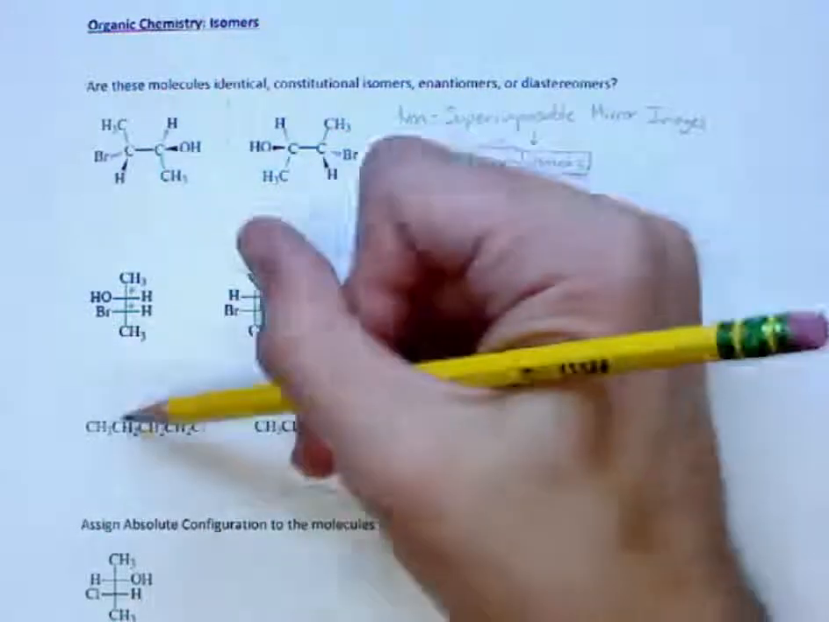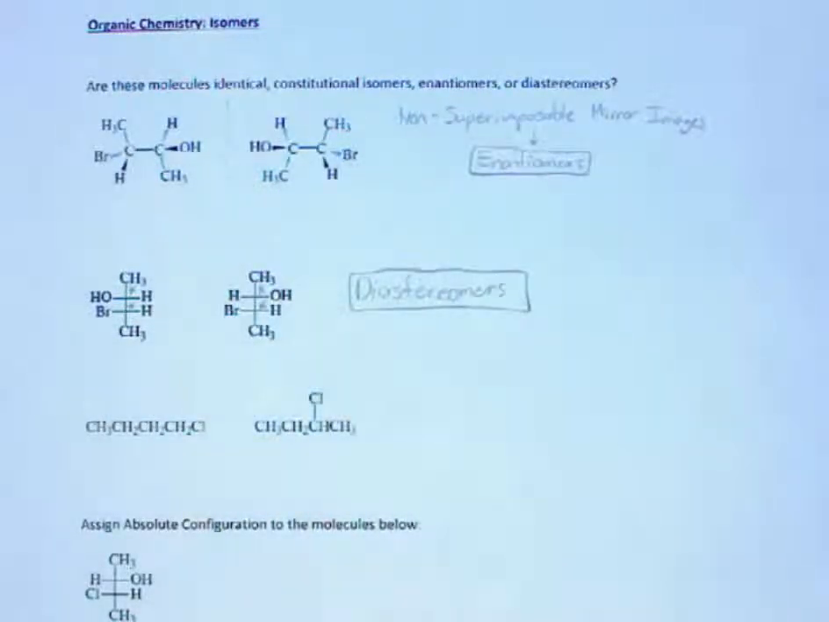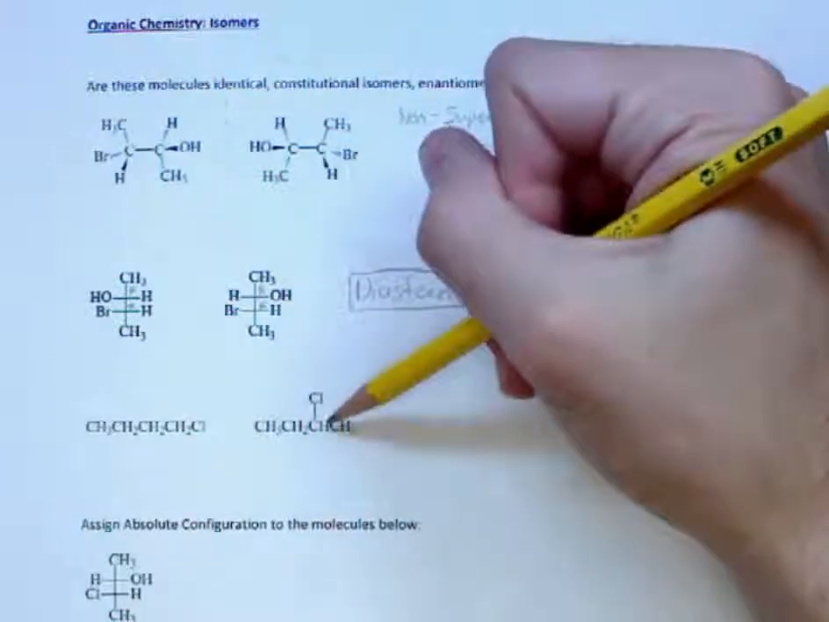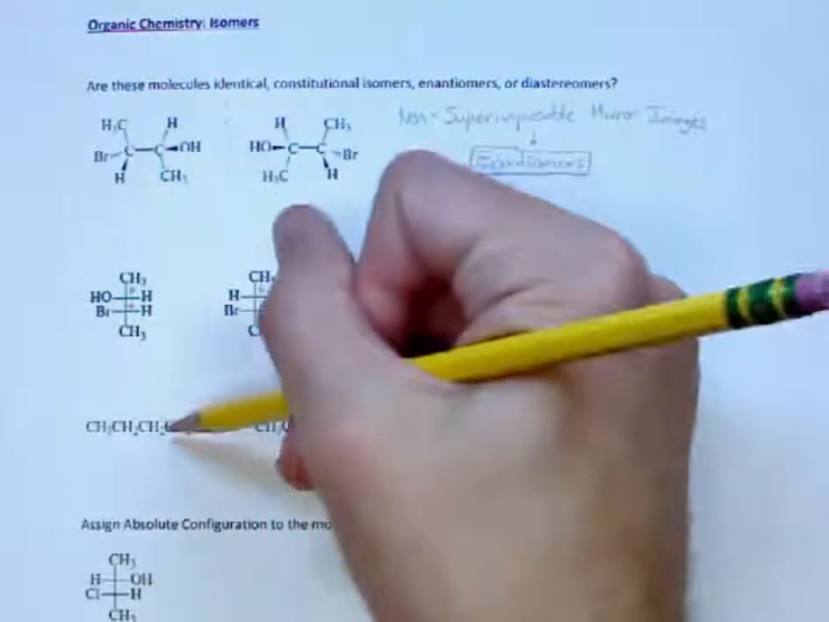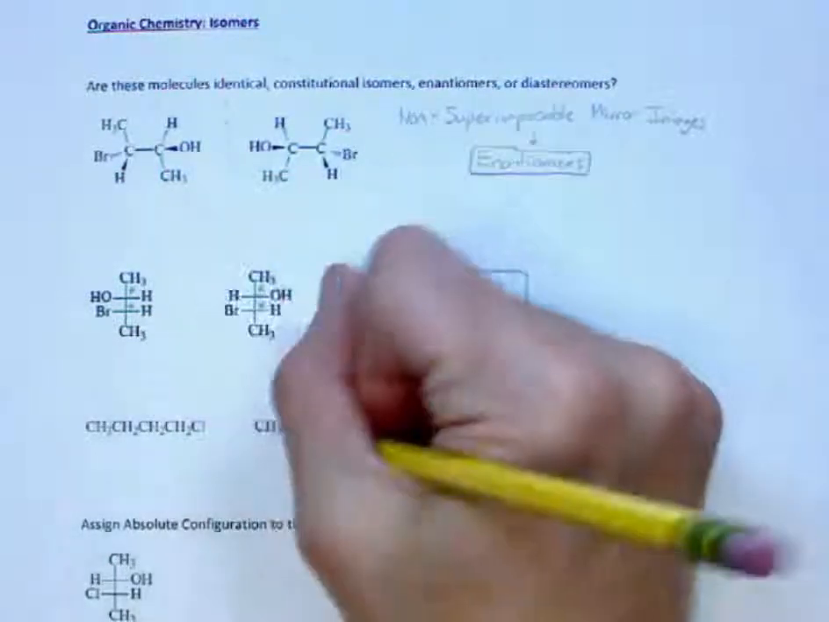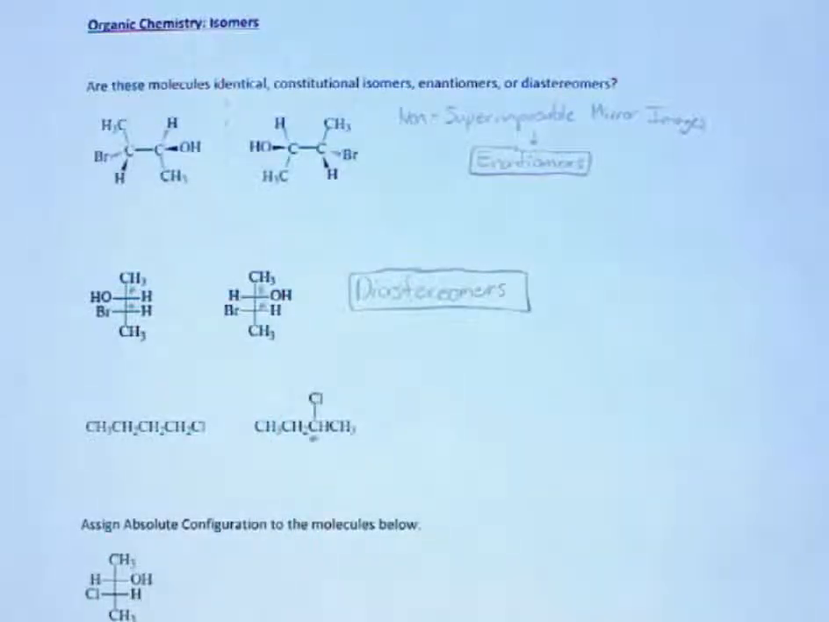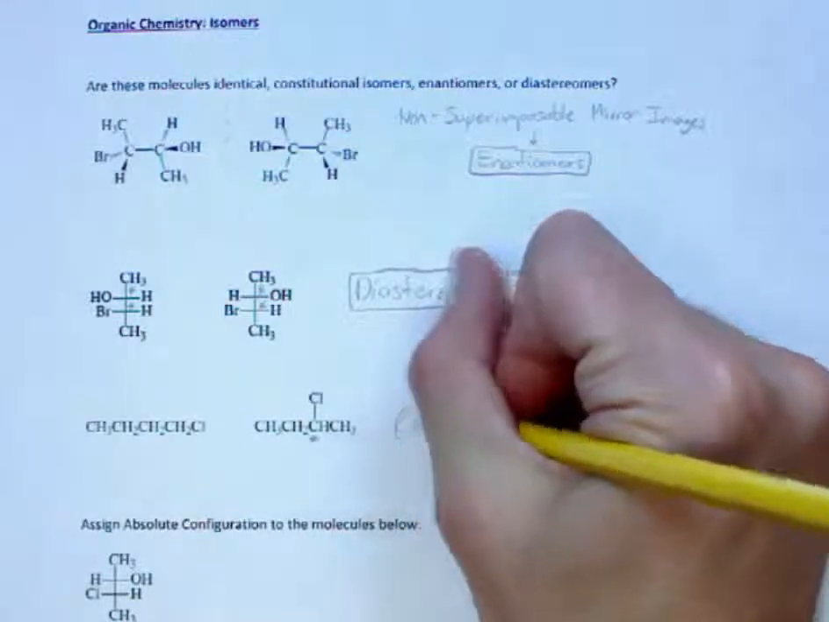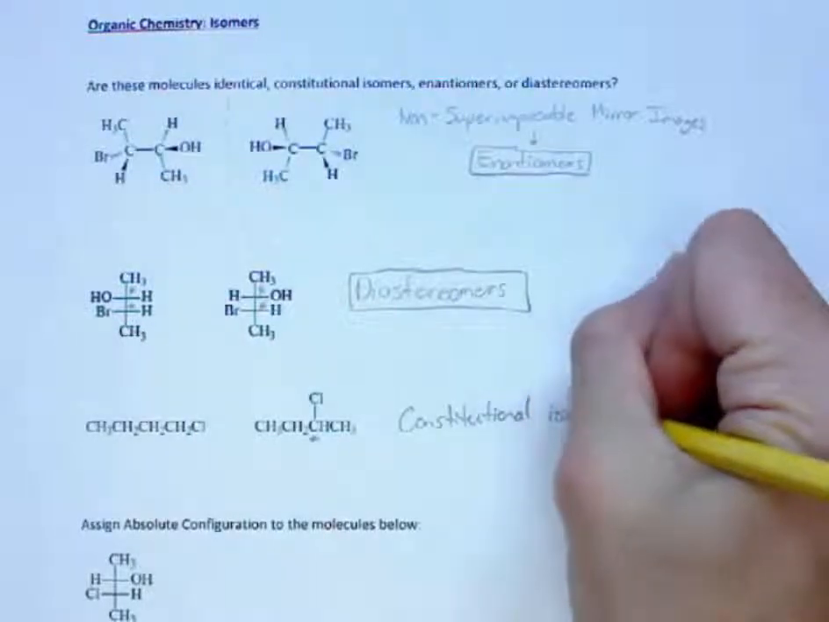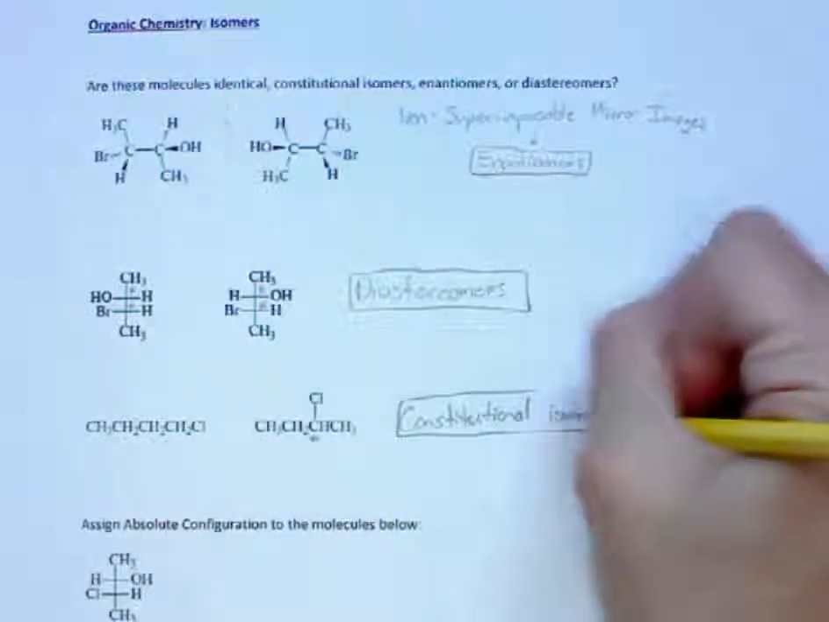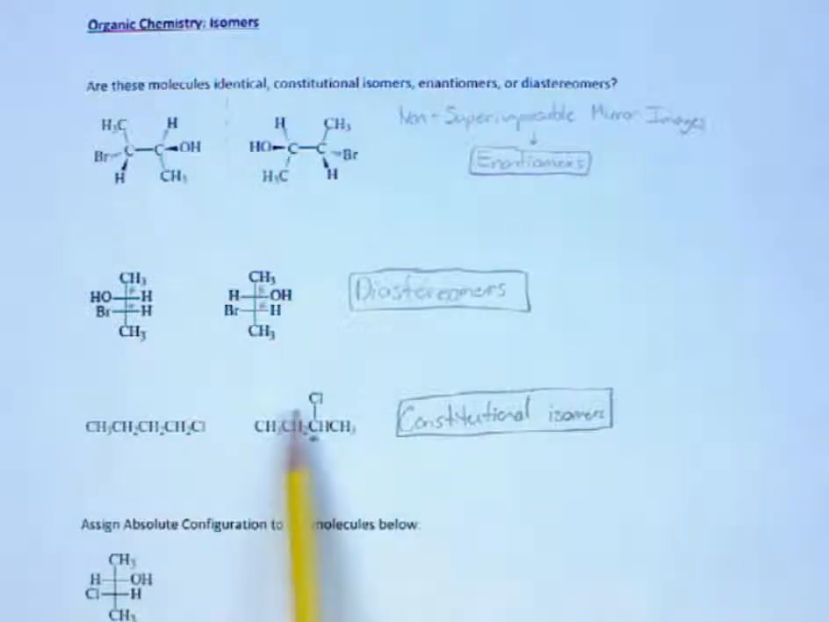For the third one, we have 1-chlorobutane, and then here we have 2-chlorobutane. For the first one, there's no asymmetric center, but here there does exist one. However, since this molecule does not have an asymmetric center, they are not going to be enantiomers or diastereomers. So the correct answer is constitutional isomers, because they differ by the chlorine.